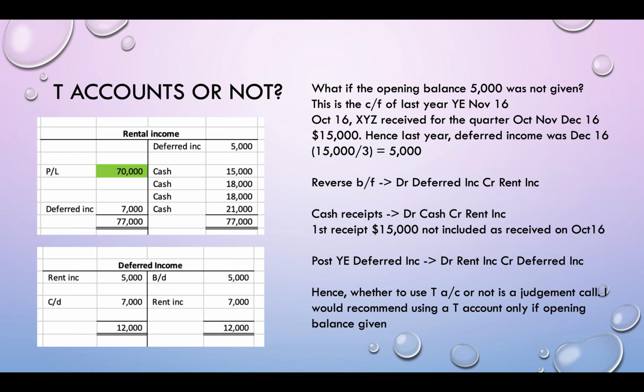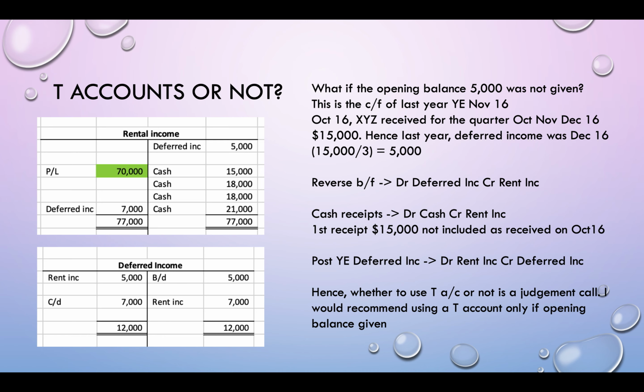The next step is to reverse the brought forward. So the double entry is debit deferred income and credit your rental income, because now you can recognize that income during your year 17. Cash receipts now. Double entry is debit cash in, credit rental income, because P&L income has credit balances.